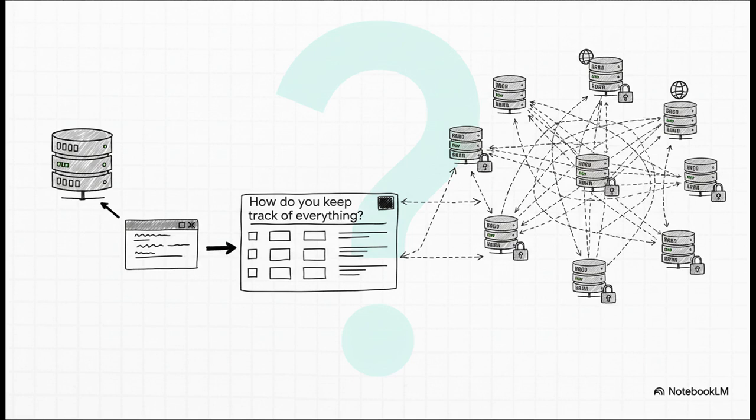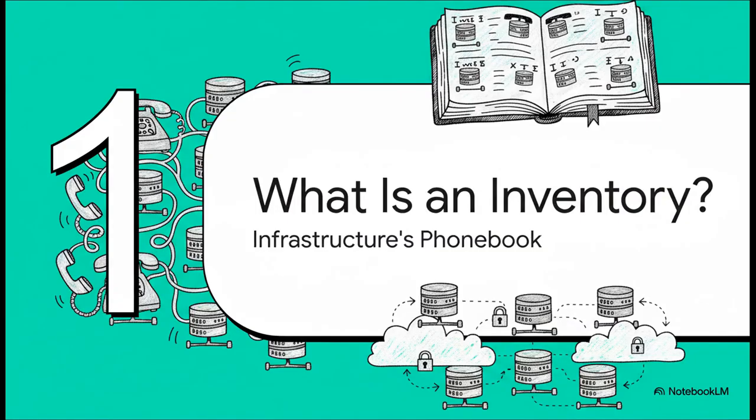You start asking yourself, how do I even keep track of all this stuff? How do I push a critical security patch to just my web servers and not my database servers? This is the exact problem that the Ansible inventory was born to solve. So let's get down to it.